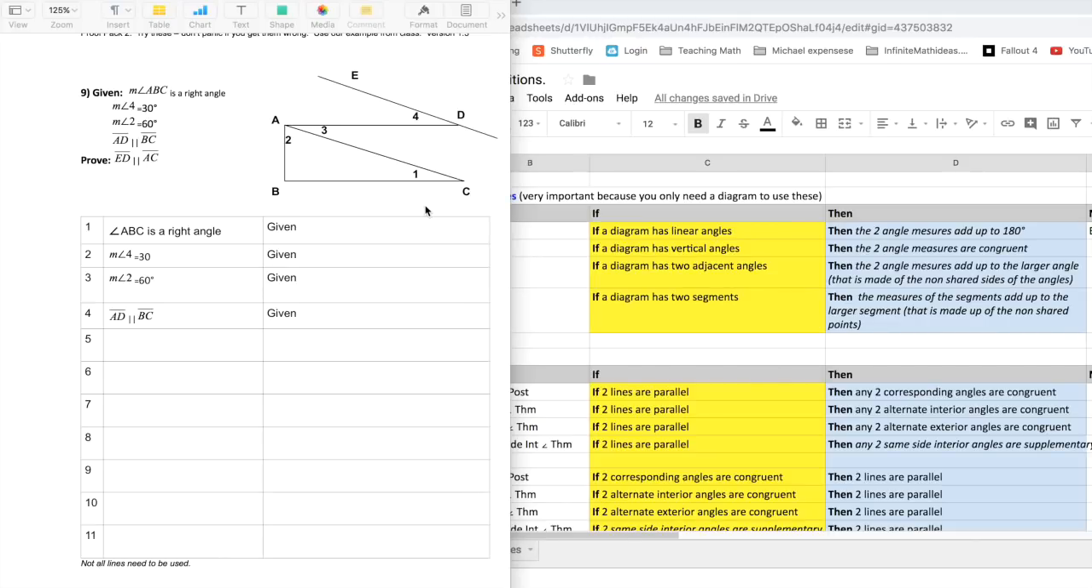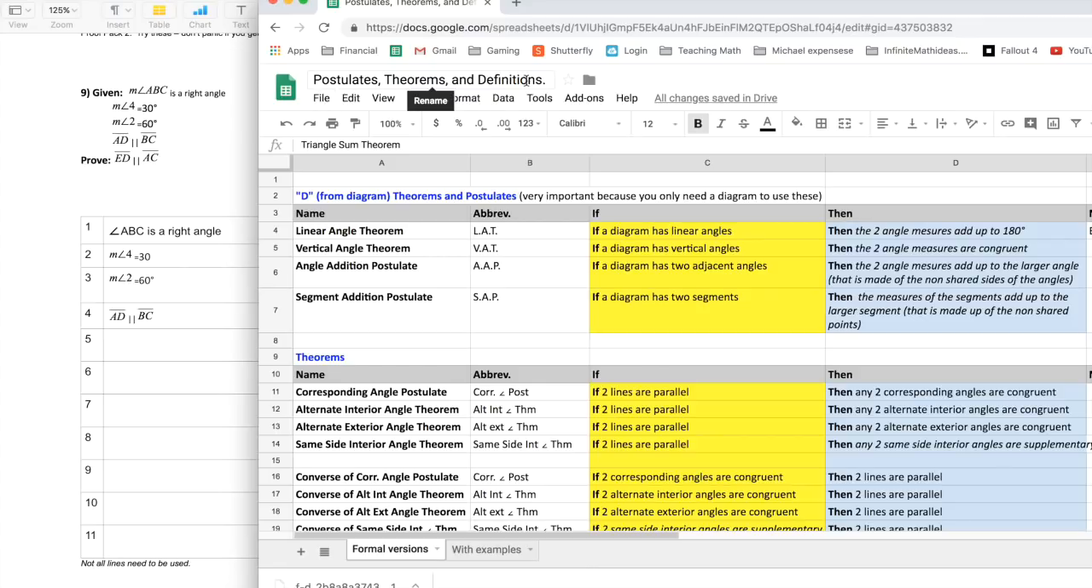Okay, students, a couple of things. I've uploaded a solution guide to 3.3, and I've also created a Google Sheets, it's all in the same folder, called Postulates, Theorems, and Definitions. And I want you to make sure that you download both of these. You don't have to download this into Notability. You can access this from the drive and just call it up.